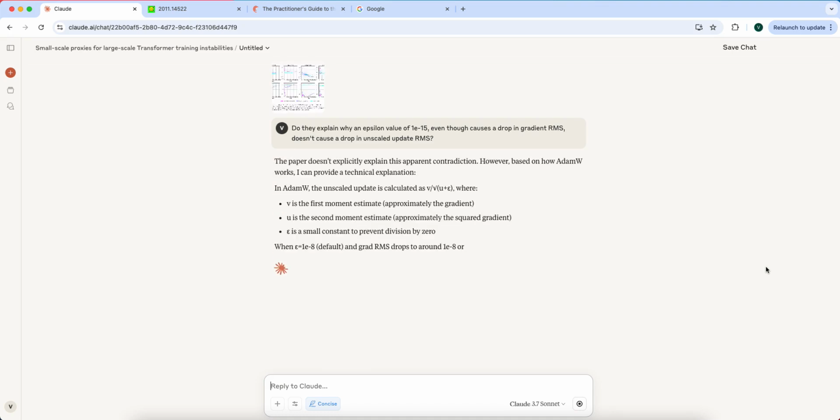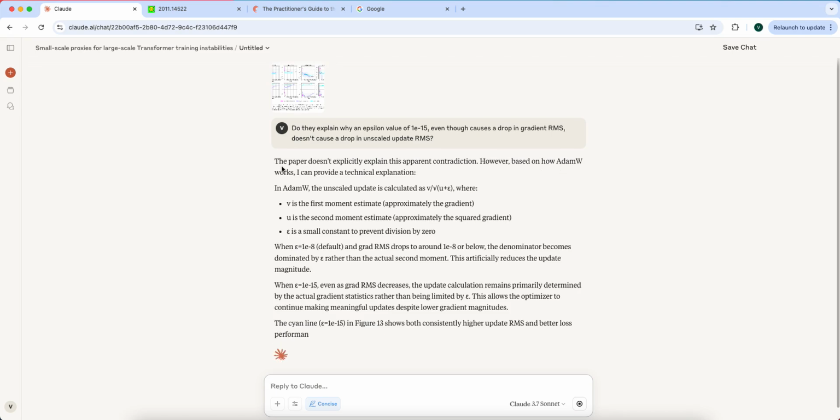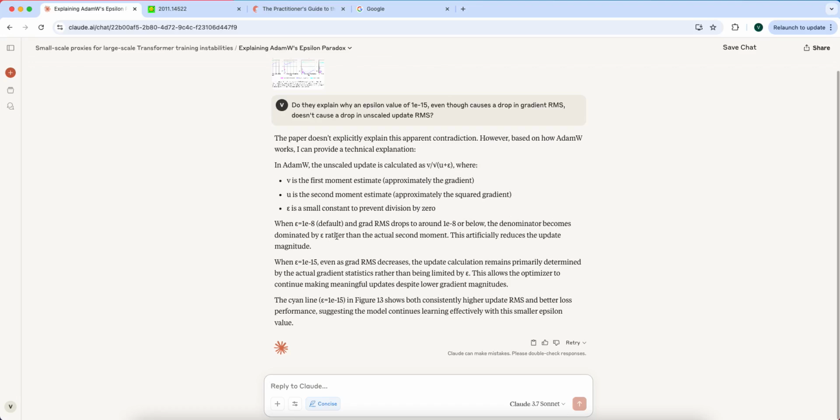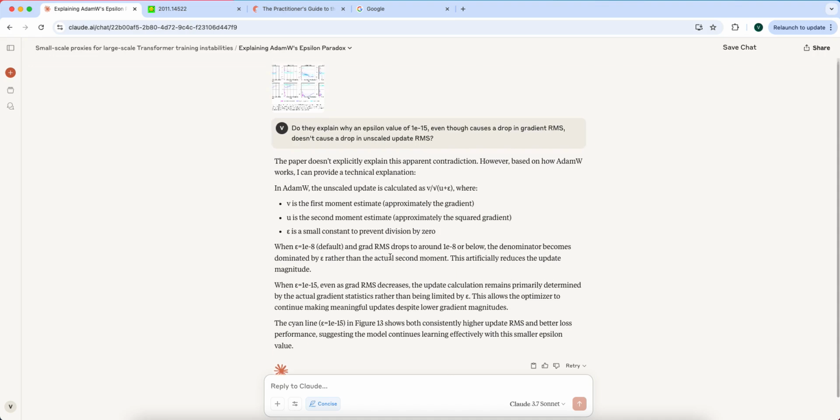The paper doesn't explicitly explain this. However, based on how AdamW works, I provide a technical explanation. The denominator becomes dominated by epsilon rather than the actual second moment. This artificially reduces the update magnitude. So it sounds like if you're dividing by epsilon and second moment, approximately the gradient squared. Yeah, I'm not going to dig into that because I don't fully understand AdamW yet.